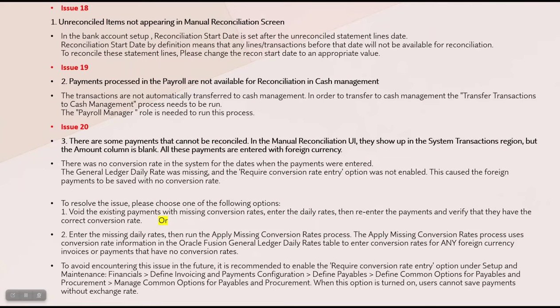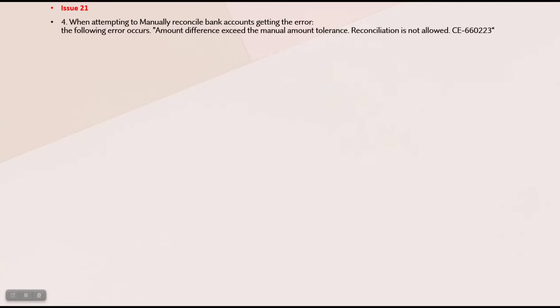To avoid encountering this issue in the future, it's recommended to enable require conversion rate entry under Setup and Maintenance, from define invoice and payment configuration, define common options for payables and procurement. When this option is turned on, users cannot save a payment without an exchange rate. Issue number 21, when attempting to manually reconcile a bank account, you get the error: amount difference exceeds manual amount tolerance.